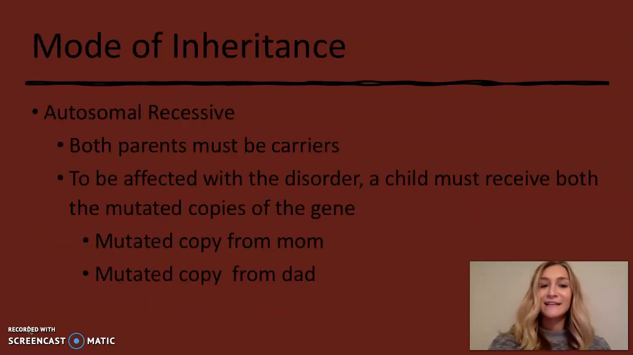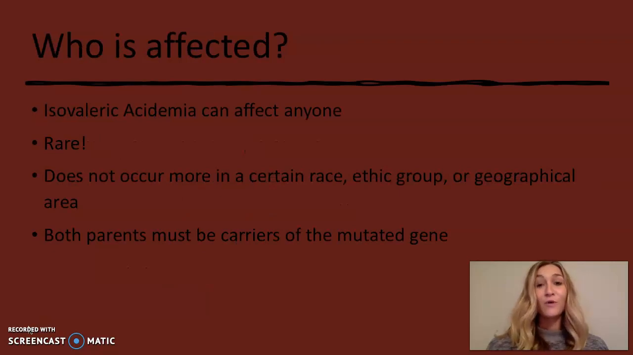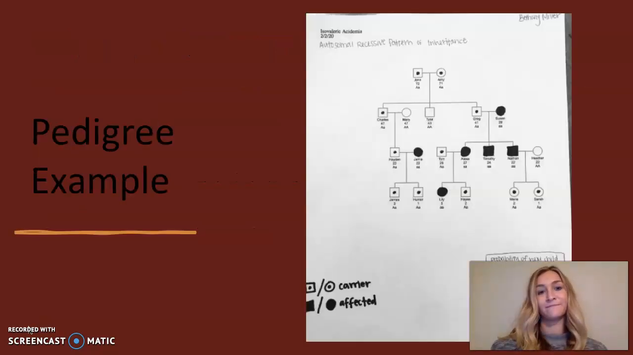The mode of inheritance is an autosomal recessive pattern, so both parents of the child must be carriers of isovaleric acidemia. To be affected with the disorder, a child must receive both mutated copies of the gene. So they'll get one from their mother and one from their father. Who is more affected? It's very rare. It affects about 1 in 250,000 people, and it can affect anyone. There's a study done, and it does not occur more in a certain race, ethnic group, or geographical area. It really can affect anyone, and both parents, as mentioned before, must be carriers of the mutated gene.